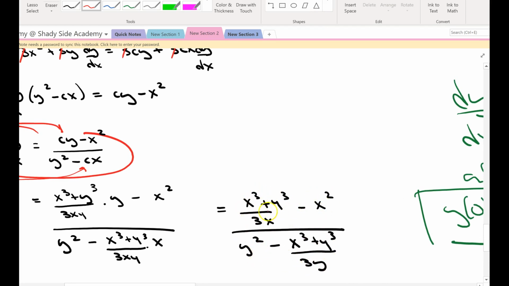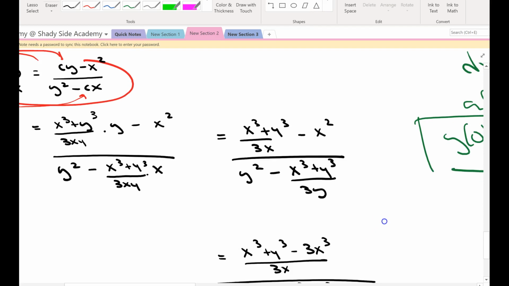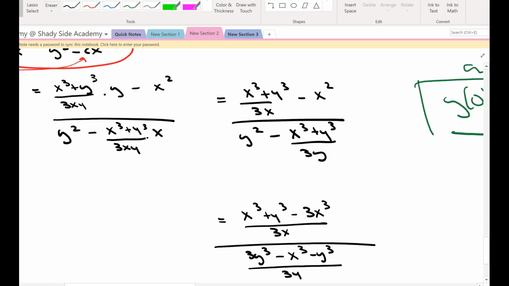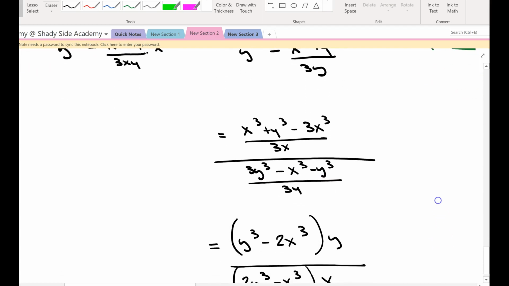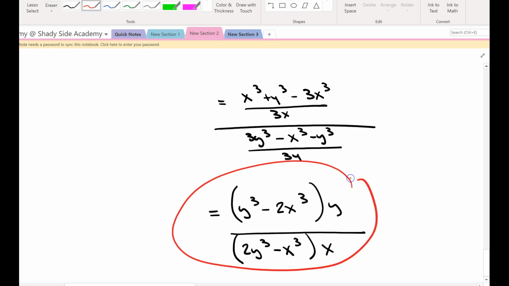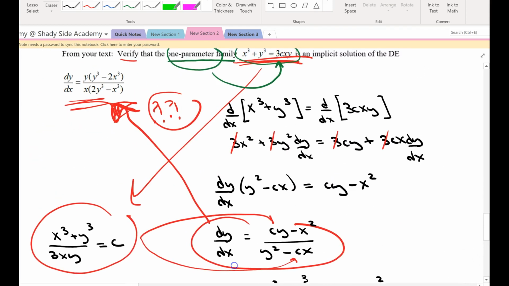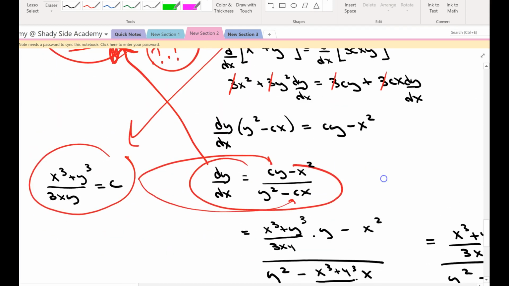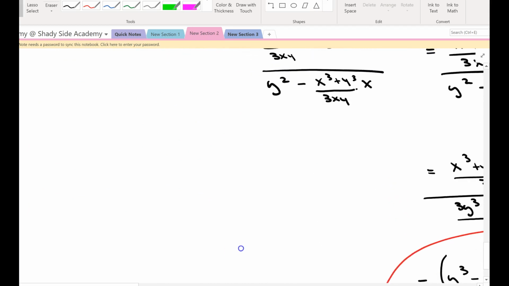We can get a common denominator in the numerator. Does that make sense? A common denominator in the numerator and a common denominator in the denominator. And we get this. And then we can simplify now, look, because x cubed minus 3x cubed, 3y cubed minus y cubed, multiply by the reciprocal, the 3's cancel, and I believe this is this. Brava.